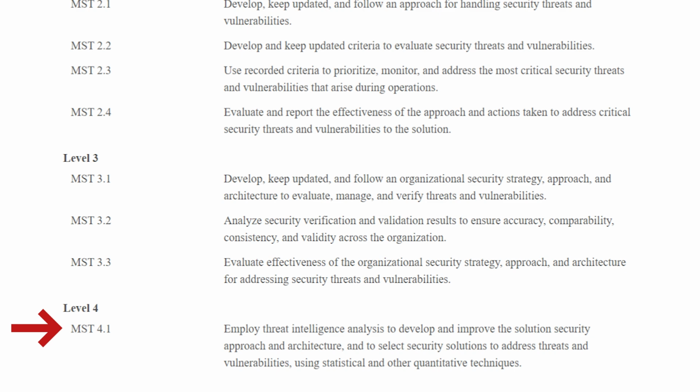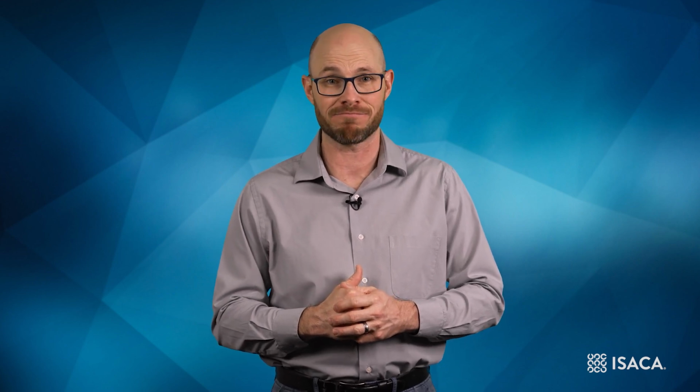bolster our security approach. MST 4.1 is a high maturity practice that further extends our ability to manage our security approach by employing threat intelligence analysis. This is an advanced discipline in which statistical and other quantitative techniques are used to identify, predict, and quantify the threats from potential adversaries and their motivations and intentions in ways that help the organization protect its personnel and critical assets. For more information on MST 4.1, review the Tech Talk that dives deeper into this high maturity practice.